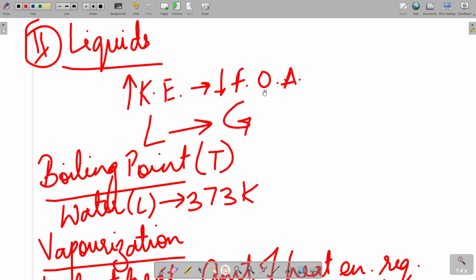There will be a point when there is no force of attraction or very little force of attraction. That is the point or temperature where the liquid starts converting into gas. That point and temperature we call the boiling point, right? So what is boiling point? The temperature at which a liquid starts boiling at atmospheric pressure is known as boiling point. We saw an example of water. So water's boiling point is 373 Kelvin.